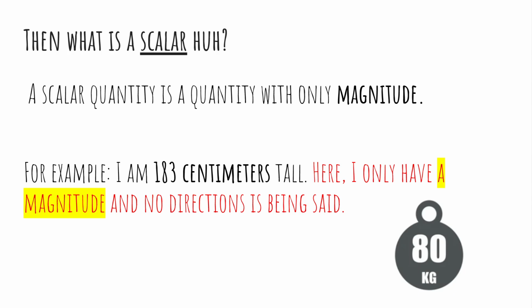Then what is a scalar? A scalar quantity is a quantity with only magnitude and there is no direction. It's pretty similar to a vector, but just changed a bit. For example, I am 183 centimeters tall. Here I only have a magnitude and there's no direction.